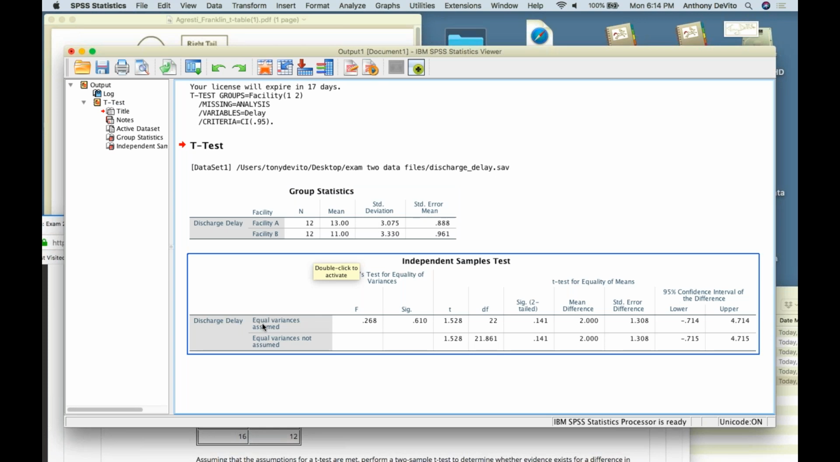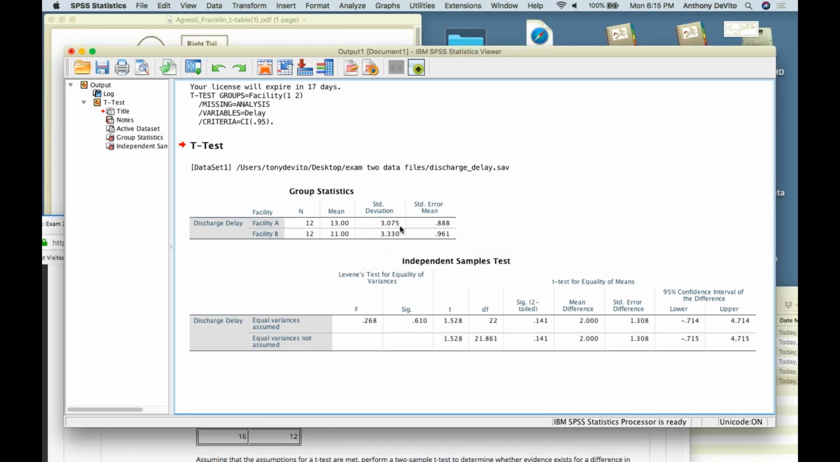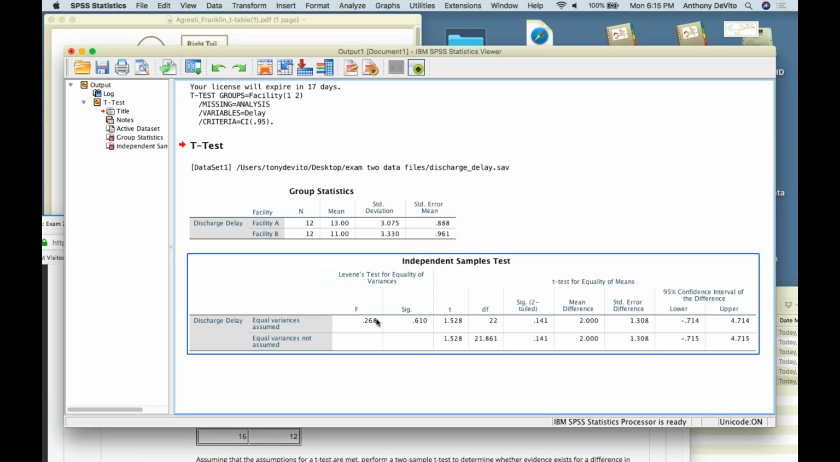My null hypothesis is that the variances are equal, and unless the significance is less than 0.05, in other words, that the differences are so extreme that I have less than a 5% chance of being wrong if I choose not equal variances, well, I'm going to stick with that top line then. And in fact, the significance is 0.61, much bigger than 0.05. And it goes along with these numbers for standard deviation being very close together. So we're going to stick with the top line.